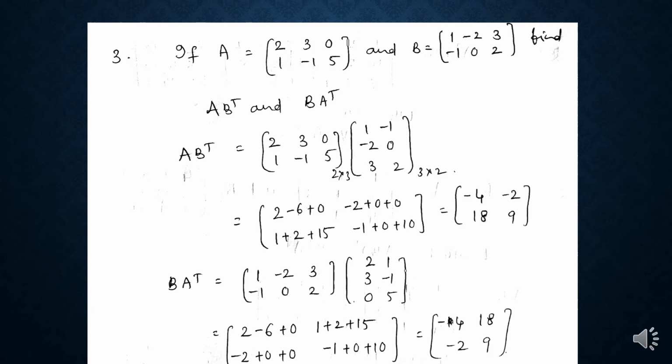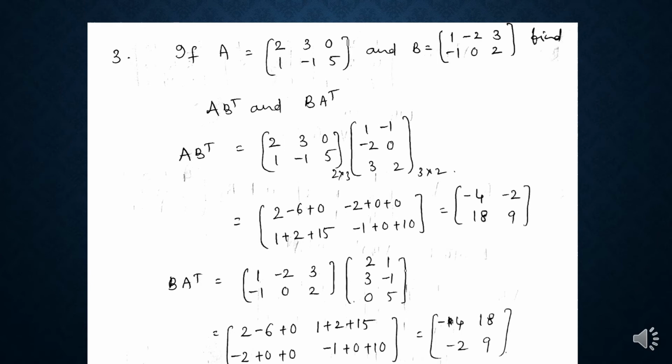So multiplication is conformable because the number of columns in the first matrix is equal to the number of rows in the second matrix. 3 is equal to 3, so the matrix multiplication is possible. That is equal to 2 into 1 is 2, minus 3 into 2 is minus 6, plus 0 into 3 is 0, plus next element, 2 into minus 1 is minus 2, plus 0, 0.